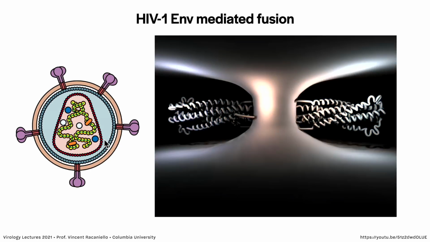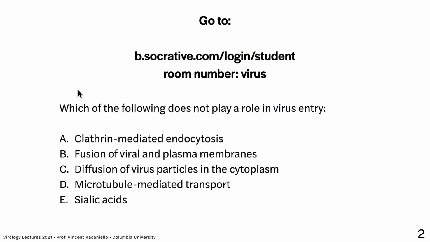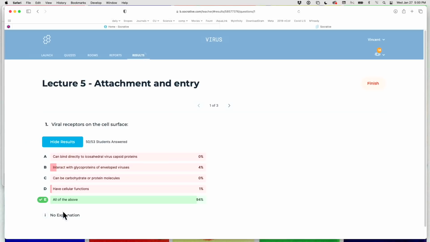You have this folding of the glycoprotein, refolding. First, it extends when the receptor engagement occurs, and then it refolds, which is called hairpinning, to bring the membranes together. We'll see another view of that for influenza virus.